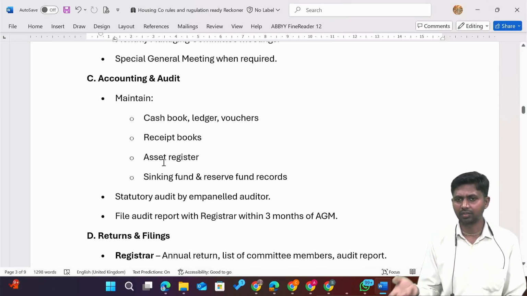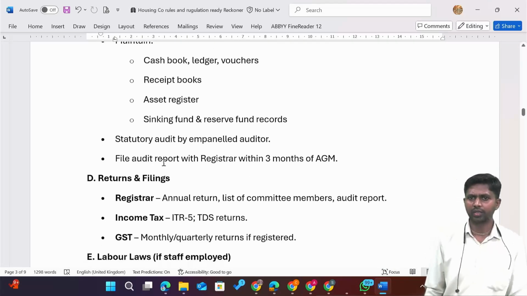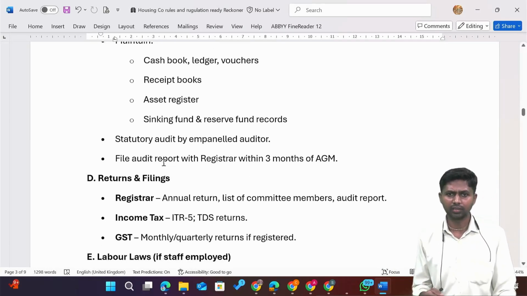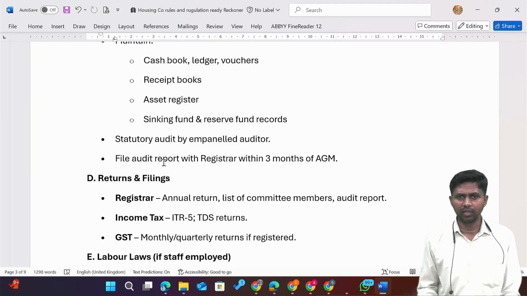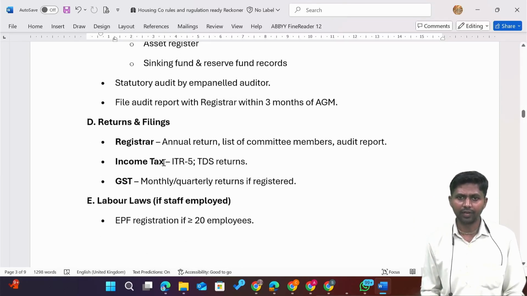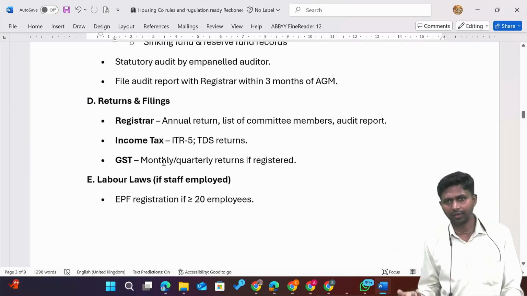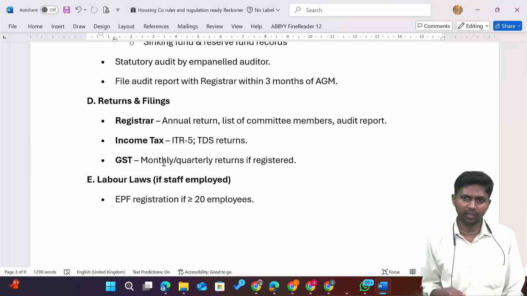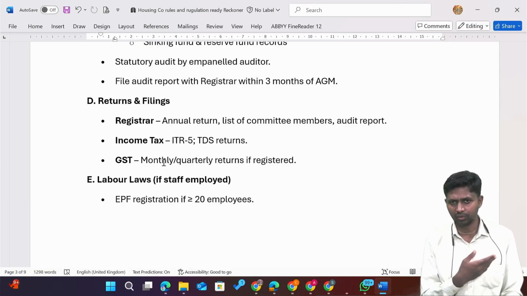Sinking fund and reserve fund, all these are required. Correct. And then statutory audit, empaneled auditors. Then after that, the audit report file you require to maintain. Then you can check the filing. You have to file annual returns. Then you have to file the committee members list, audit reports, etc. to the office.